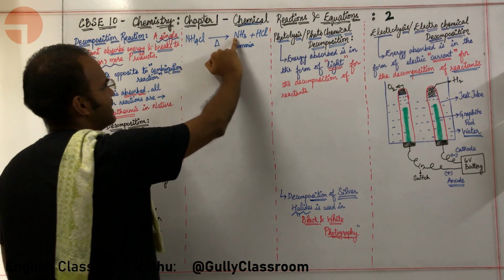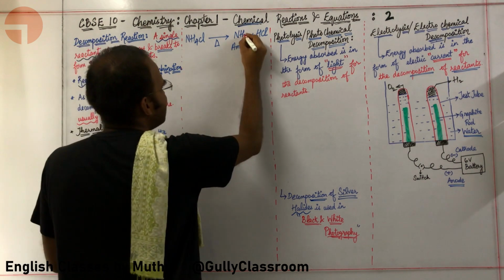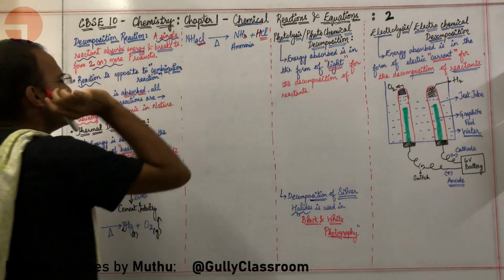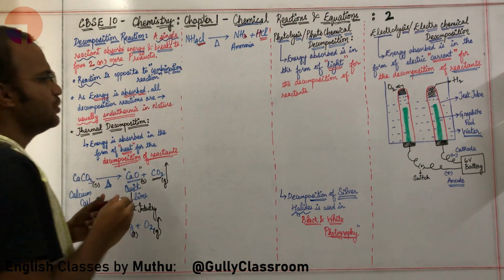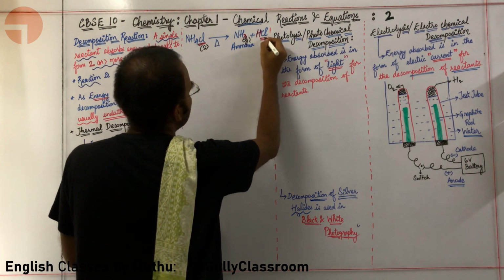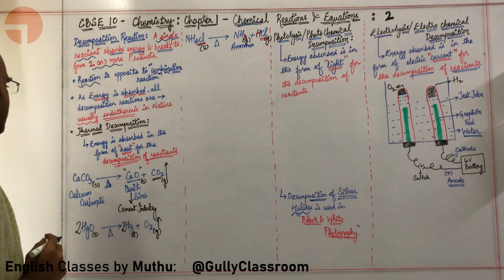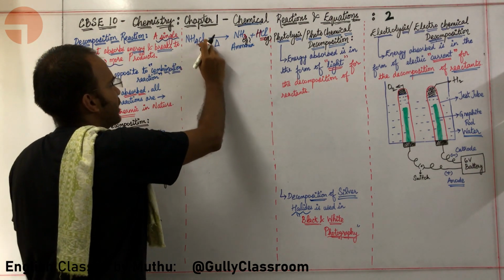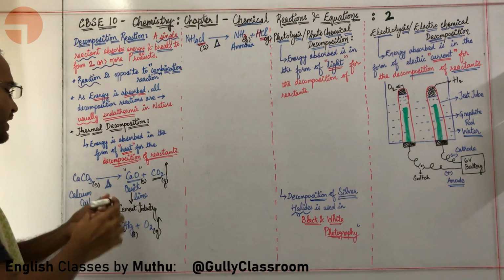Here there is one nitrogen, here there is one nitrogen. Here there are 4 hydrogen, here there are 3 plus 1, once more 4 hydrogen. Here there is 1 chlorine, here also there is 1 chlorine. NH4Cl is usually a solid, ammonia is given out as a gas, HCl is also given out as a gas in this particular reaction. Are you able to understand how NH4Cl, ammonium chloride, when given heat breaks to form ammonia and hydrochloric acid?